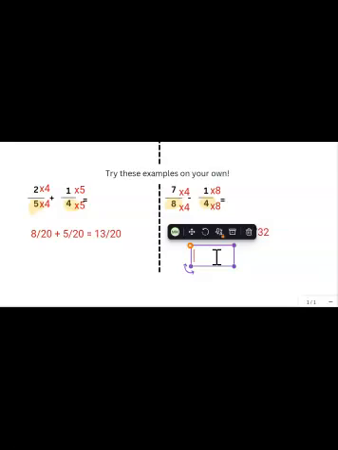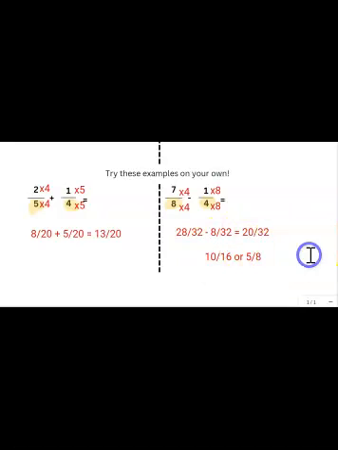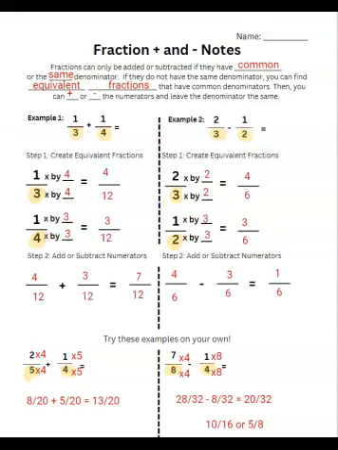If you used a different way to get common denominators, another answer you might have is 10 over 16 or 5 over 8. Both of those would still be correct. You just used a different way to find common denominators, and so you got a different equivalent fraction. But all three of those answers would be correct. Take a moment to make sure you filled in this entire page.